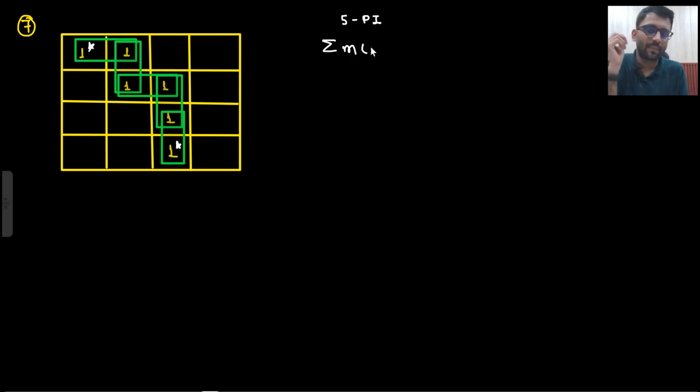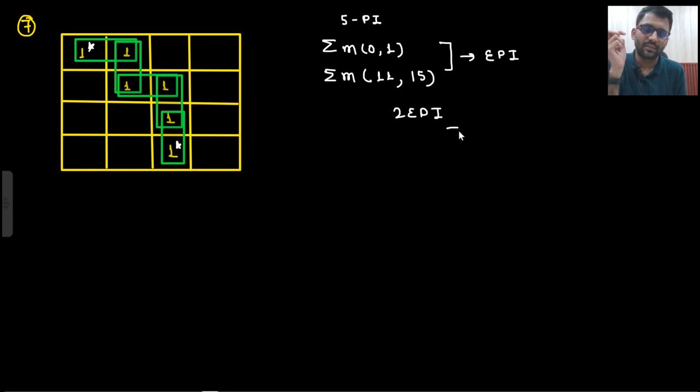0, 1, and then 0, 1, 2, 3, 4, 5, 6, 7, 8, 9, 10, 11, 12, 13, 14, 15. So these two are essential prime implicants. So 2 essential prime implicants are there. That's it. Okay. So this is the concept of essential prime implicants.